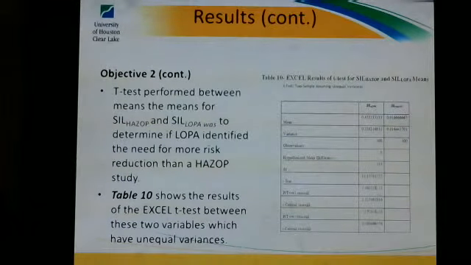Then shown on the right there on table 10 is the t-test between the two means of SIL HAZOP and SIL LOPA. This was done to determine if LOPA identified a need for more risk reduction than the HAZOP study.